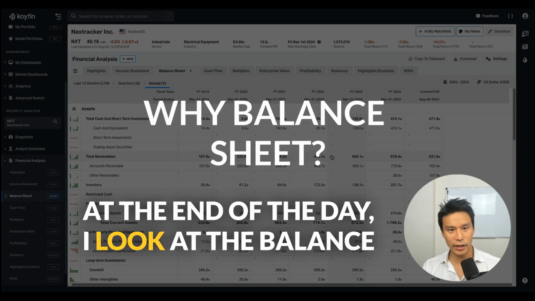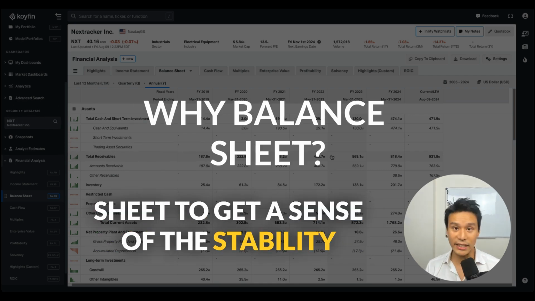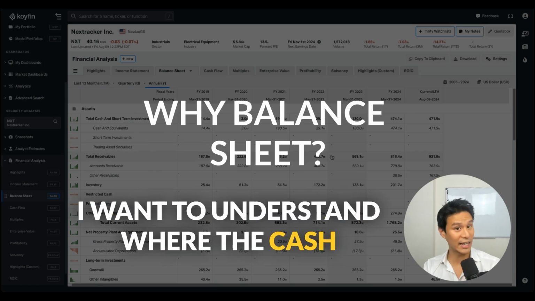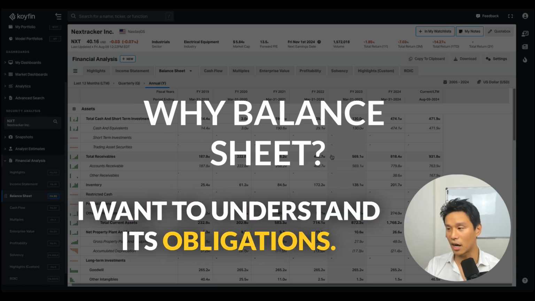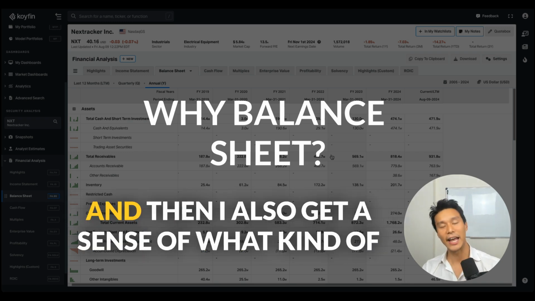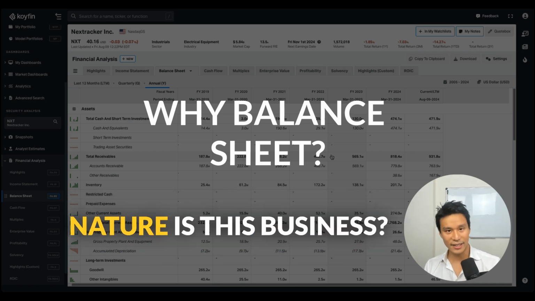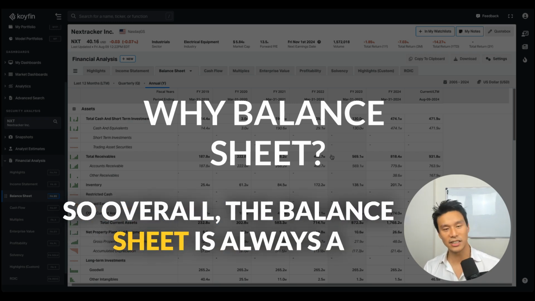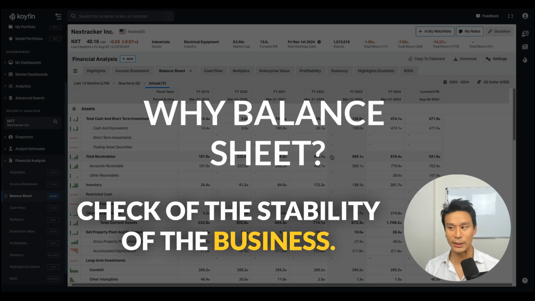At the end of the day, I look at the balance sheet to get a sense of the stability of the business. I want to make sure that its finances look stable. I want to understand where the cash is coming from. I want to understand its obligations. So again, just to check for financial risk if there's too much debt. And then I also get a sense of what kind of business this is. What is the nature of its operations? So overall, the balance sheet is always a check of the stability of the business.